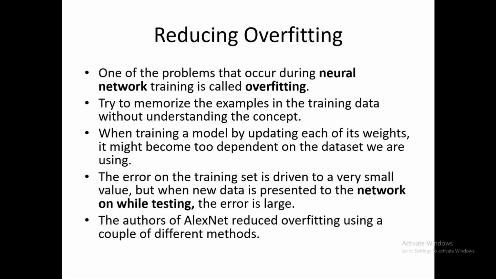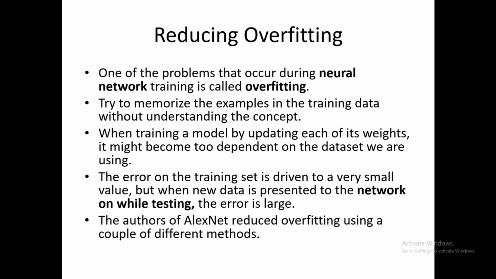So this will result in the error on the training set being driven to a very small value. This gives a very low training error, but when new data is presented to the network during testing, the error is large. It may work for some specific pattern of data, but when a new pattern of data is introduced to the model during testing, the error is very large and the model doesn't work well for the new set of data.